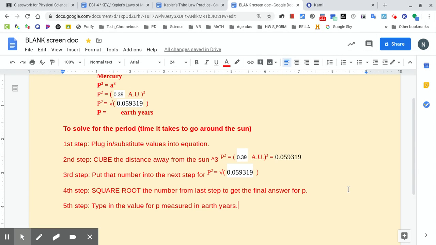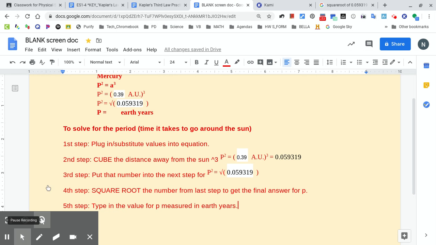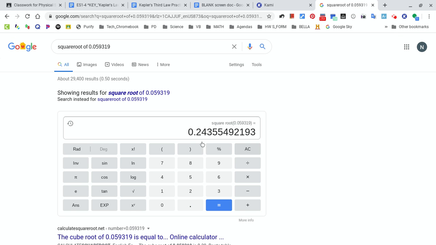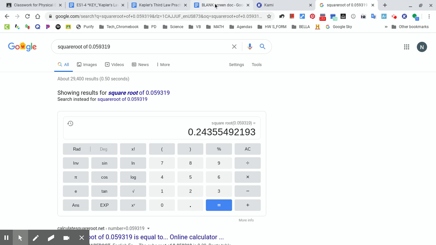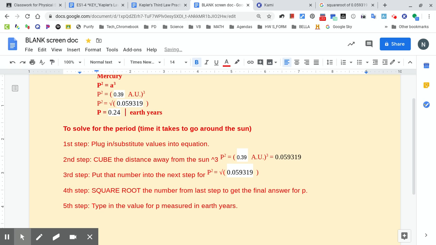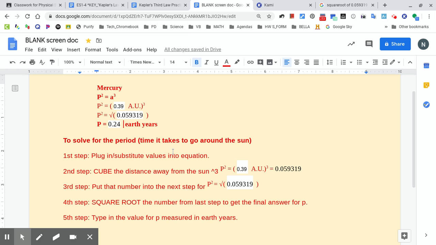All right, so we need to take the square root of that. I'm going to do that on the calculator here. This is what I get. I'm just going to round it to 0.24, which is fine. Just 2 after the decimal is perfect. So the answer would be 0.24 Earth years. So it takes about 0.24, and compared to, remember, the Earth goes around in 1 year. Just gave you that hint. So Mercury goes around in 0.24, the equivalent of Earth years.